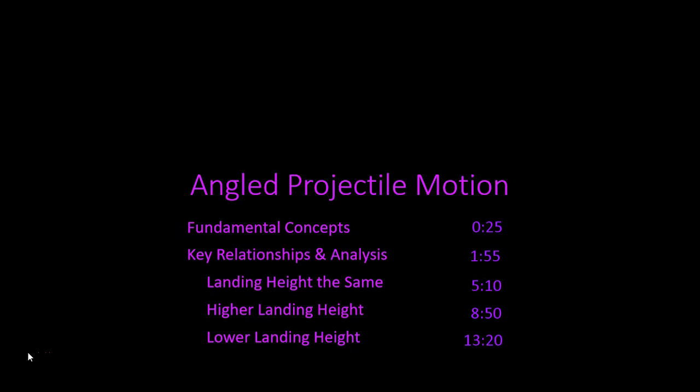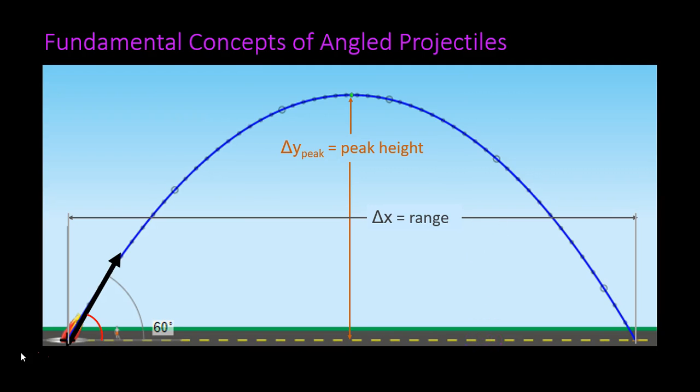Hello. In this podcast, we're going to study angled projectile motion. We're going to look at some fundamental concepts and then study key relationships and how to analyze a couple different situations. One, when the landing height is the same as the launch height, when the landing height is higher than the launch height, and we're also going to learn how to analyze when the landing height is below the launch height. Let's take a look at the fundamental concepts.